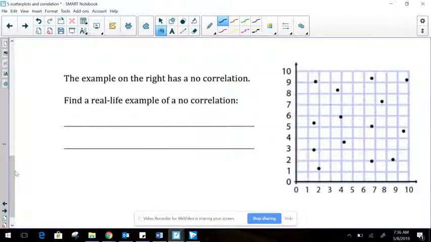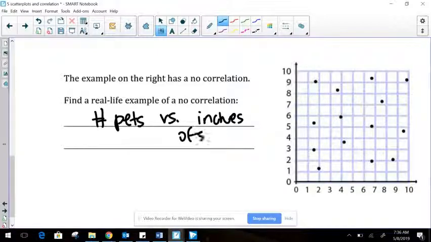All right, and then the bottom one, no correlation. This is when there's no pattern. The two variables are not really related at all. So we could say, okay, maybe like the number of pets you have versus the inches of snow at winter. The number of pets you have does not really have effect or relate to the amount of snow.